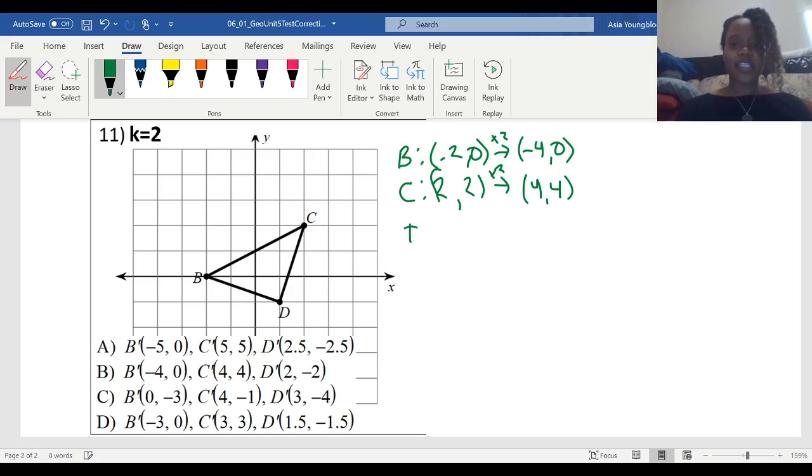For our last point, D, we are given the point 1, -1. Again, multiplying by our scale factor 2 is going to change that point to 1 times 2 is 2, -1 times 2 is -2. So these are our new points: -4, 0, 4, 4, and 2, -2. So we see -4, 0, 4, 4, 2, -2. This answer is going to be B.